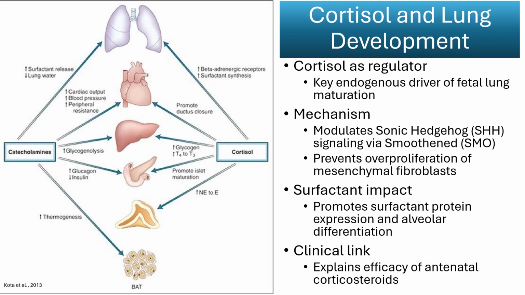These effects explain why antenatal corticosteroid therapy is so effective. Giving synthetic glucocorticoids to mothers at risk of preterm delivery mimics the natural surge in cortisol that occurs late in gestation, accelerating surfactant production and alveolar maturation. Clinically, this underpins the dramatic improvement in survival and reduction in respiratory distress syndrome when antenatal steroids are administered before premature birth.